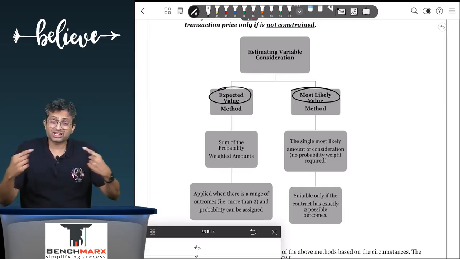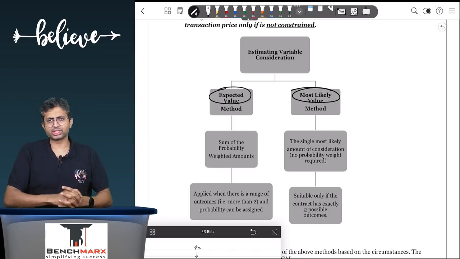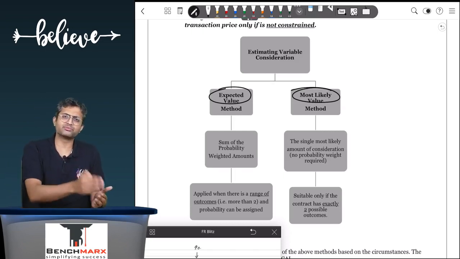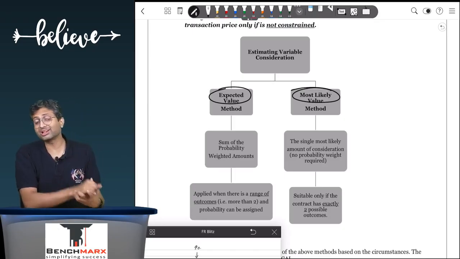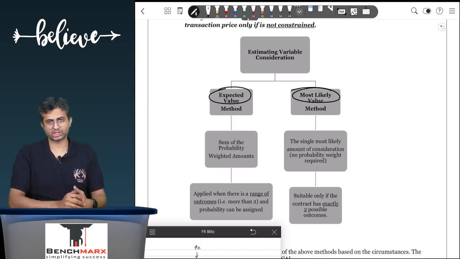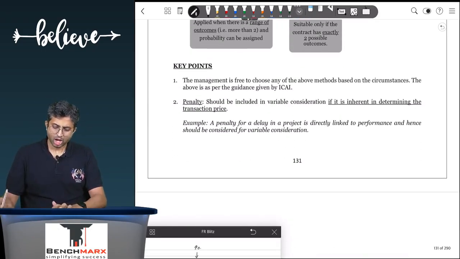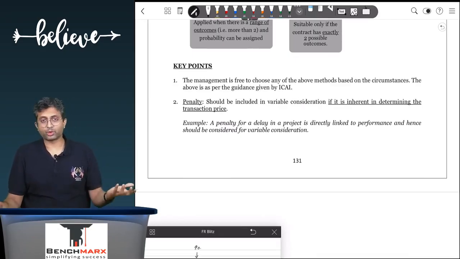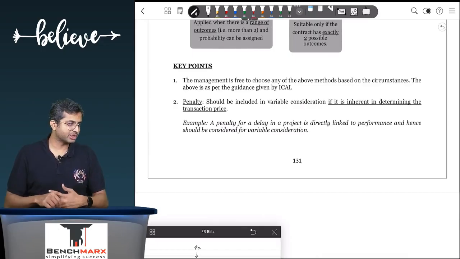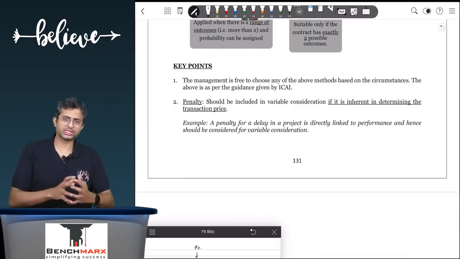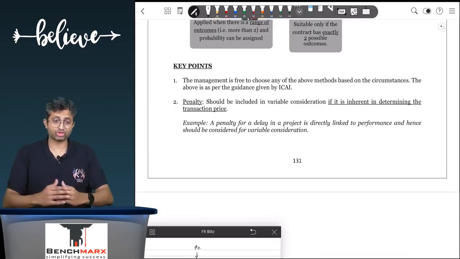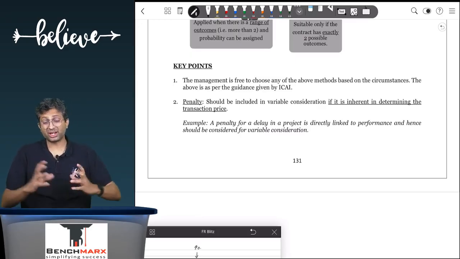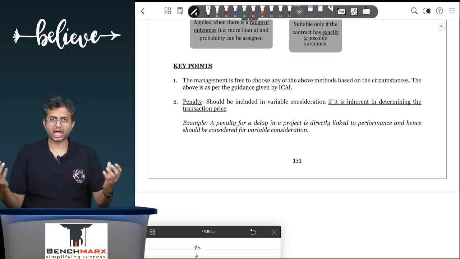However, if the question remains silent, in such a case, you will always first look at the number of possible outcomes. If there are more than 2, then the expected value method. If there are exactly 2, then the most likely method. Okay. Can the variable consideration be negative? Well, yes, of course, why not? So these are called as penalties. In case of penalties, you should also consider penalty as variable consideration, negative variable consideration, as long as the penalty is something which is considered as a part of transaction price.